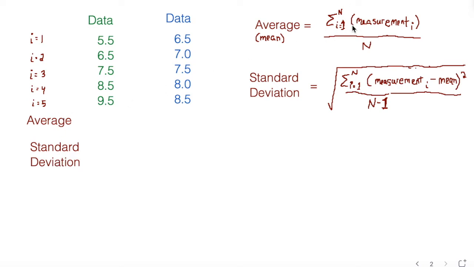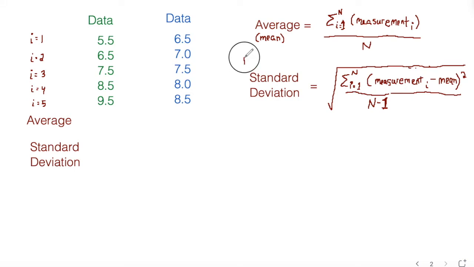So the formula for average maybe looks a little bit intimidating. This is the sum symbol, so that means we're going to add up a bunch of things going from i equals 1 up to i equals n. In this case, we have 5 measurements, so n would be 5. I wrote this on the side: measurement 1, measurement 2, measurement 3, measurement 4, measurement 5. And so we are going to add up these measurements. For i equals 1, we add up measurement 1, we go to i equals 2, we add up measurement 2, i equals 3, we add up measurement 3, all the way until we get to the final measurement, which would be measurement 5.